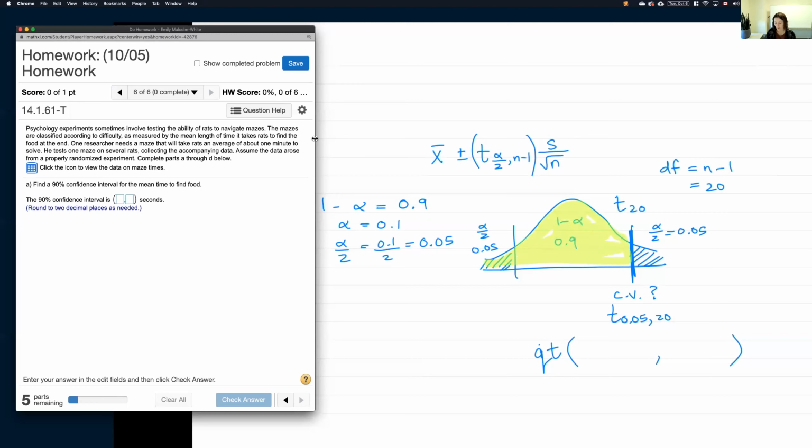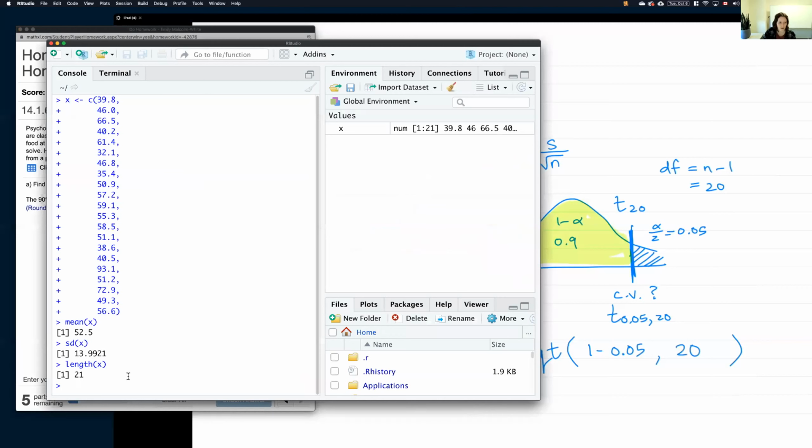So there are a couple of different ways to get that. I usually just do 1 minus the area to the right, so 1 minus 0.05. But you could also add together the 0.9 plus the 0.05. That would also give you the area to the left. So I'm just going to write in 1 minus 0.05, which would be 0.95 if I worked it out. And then we have to tell it the degrees of freedom. So if I plug that into R, pull my R back up here.